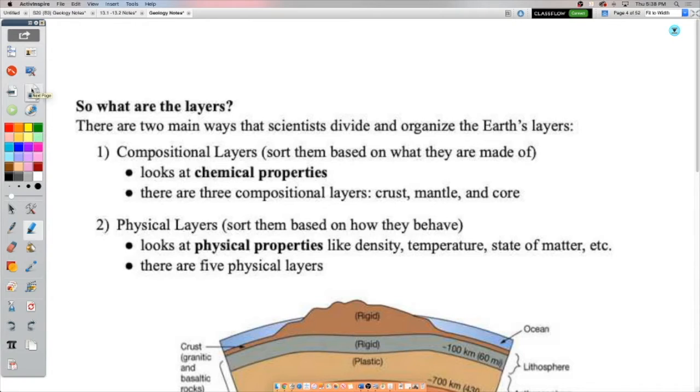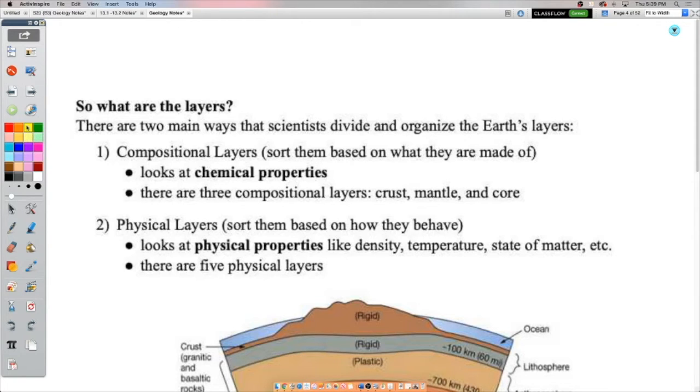Now, before we get started on this, there are two main ways that scientists divide and organize the Earth's layers. I just want to get this out of the way because you have probably learned in previous science classes what's called the compositional layers. You probably know these from previous science classes as the crust, the mantle, and the core. So the compositional layers, what does that mean? It means we've got the earth. How are we going to split it up into layers?